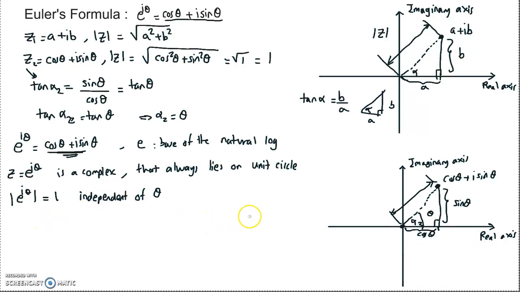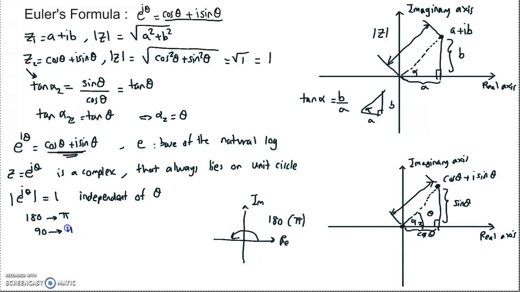So we have our real axis and imaginary axis. This angle here equals 180 degrees, and in radians that equals pi. So 180 degrees equals pi in radians. 90 degrees would be equal to pi over 2. 45 degrees would be equal to pi over 4.